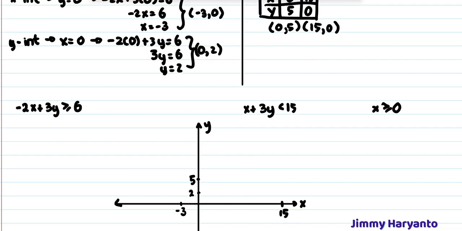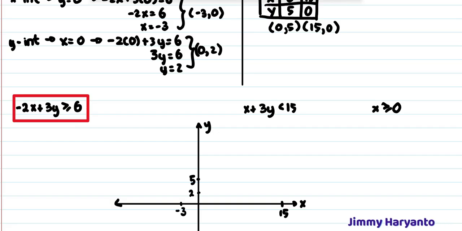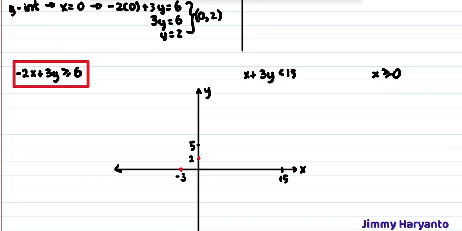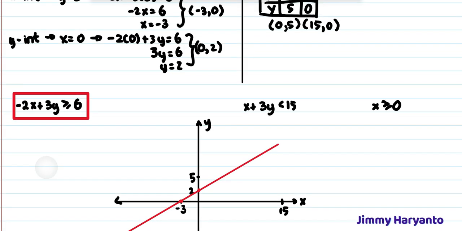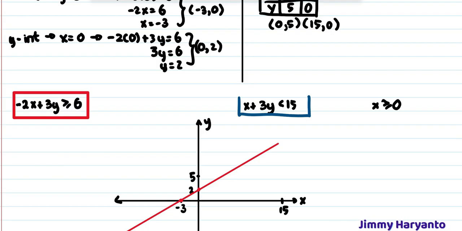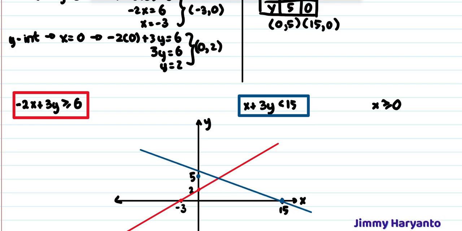Okay guys, I already created the Cartesian plane. First, let's draw this one. The x-intercept is (-3, 0), and the y-intercept is (0, 2). Okay, so the line will be like this. And then for the x plus 3y less than 15, I will color it blue. So 15 and 5, it will be like this. Wait, let me make it correct.